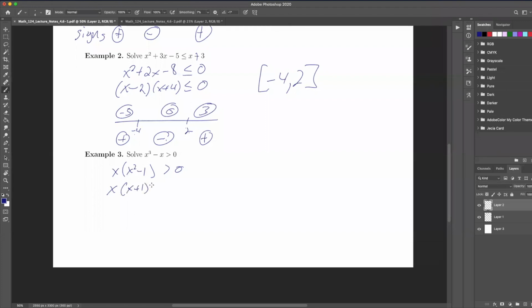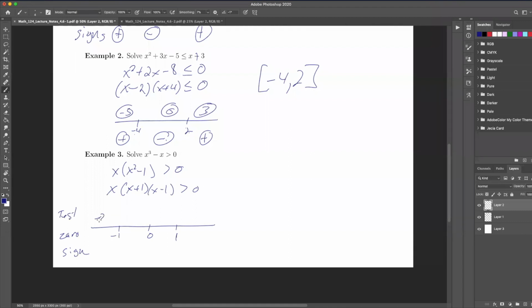So this is x plus 1, x minus 1, greater than or equal to 0. And then here we're going to write our zeros. So our zeros are -1, 0, and 1. Here we want to find the signs of the intervals between them. And here we're just going to have some test points.